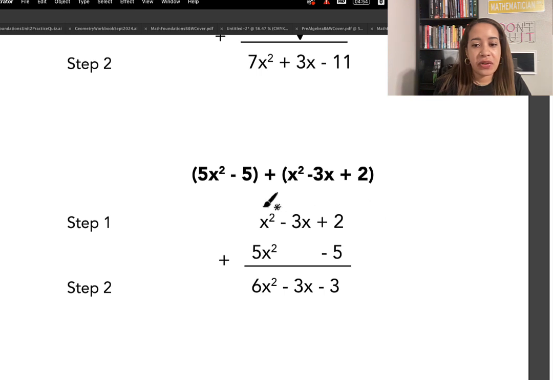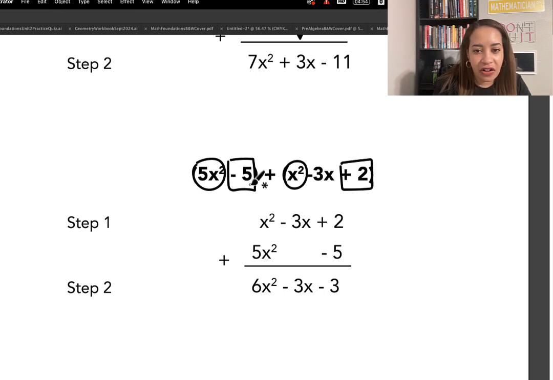I usually like to stack up the polynomial with the most pieces at the top, but it does not matter how you show your work as long as you are lining up the pieces that look alike. So our 5x squared matched our x squared here, and our negative 5 matched our positive 2. Something to notice is that I am including the sign that's in front of the term when I make my shapes, and also when I am stacking up the terms. That negative sign is very important to get us to the correct final answer.